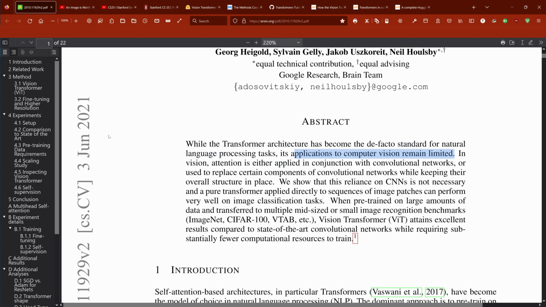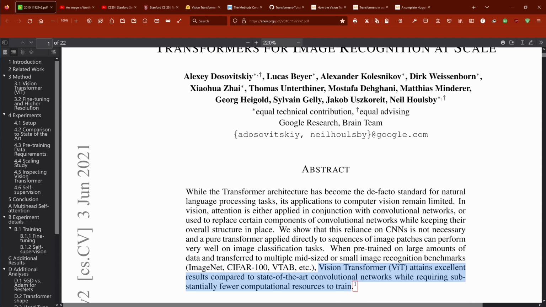This is June 21. And they say we show that the convolution is not necessary and a pure transformer applied directly to image sequences or image patches can perform very well on image classification tasks. So vision transformers attain excellent results compared to state-of-the-art convolution networks while requiring substantially fewer computational resources to train. Okay, so we have here a quarrel between our established CNN, our convolutional neural network, and now the new vision transformer. This was 2 years ago.